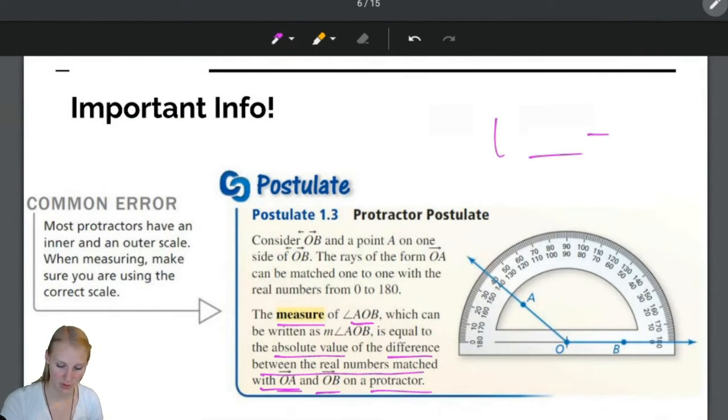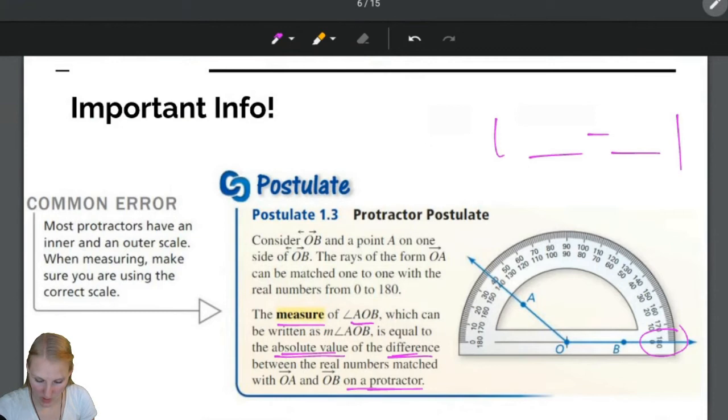So, absolute value of the difference. That sounds very familiar to the ruler postulate. So the absolute value of the difference between the real numbers on a protractor. So what this means is I'm going to look at this ray right down here. What numbers does this ray run into? It runs into 0 and 180.